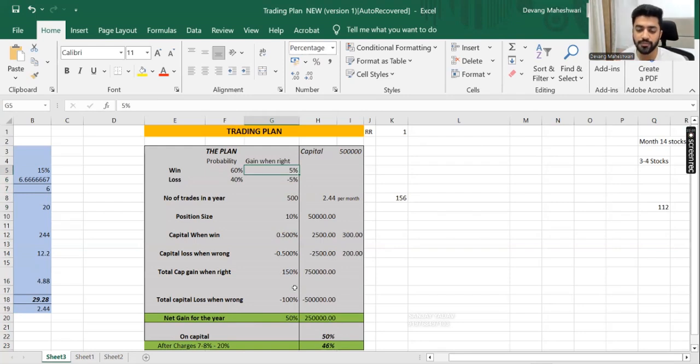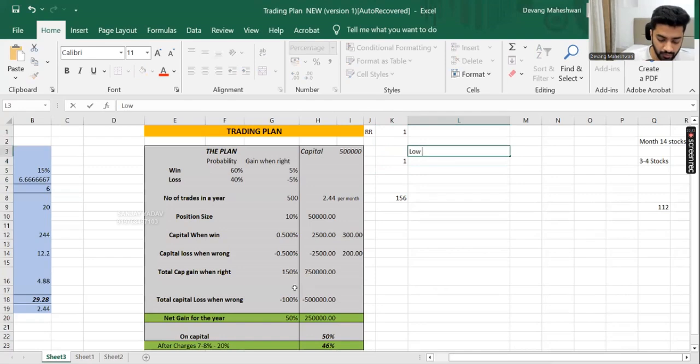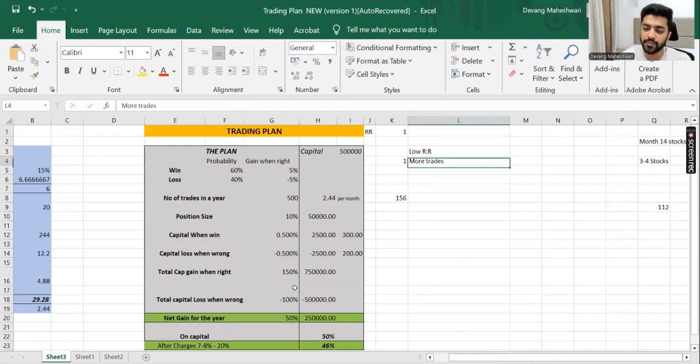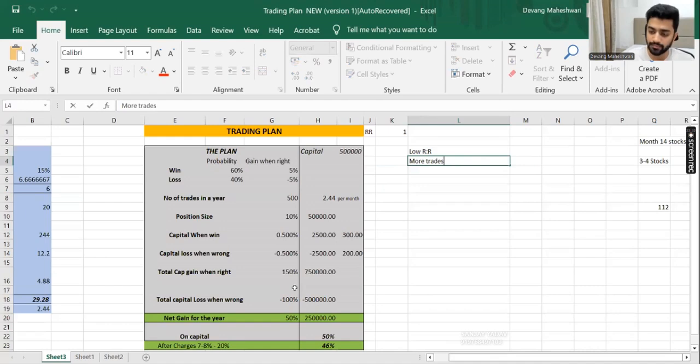Coming back to the core thing up here, the lower your risk reward will be, first, you will have to take more trades. Low risk reward means more trades. You will have to rotate more and more to make money. Of course, your holding period will reduce. That's how you will rotate more and more if you have low RR. More trades will mean more time. You will have to be more and more active. It will also mean more STT, more charges.